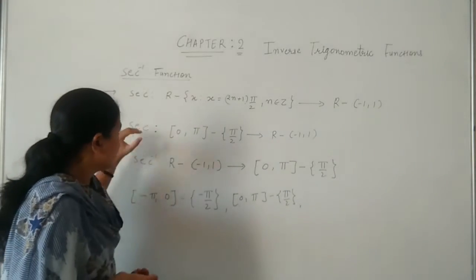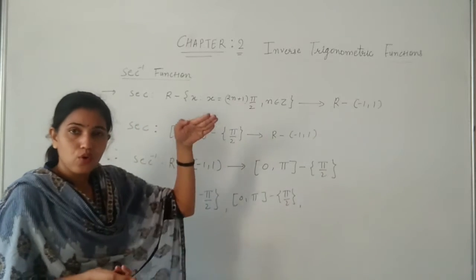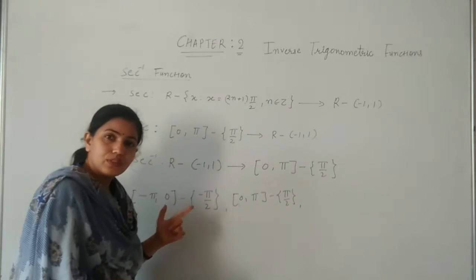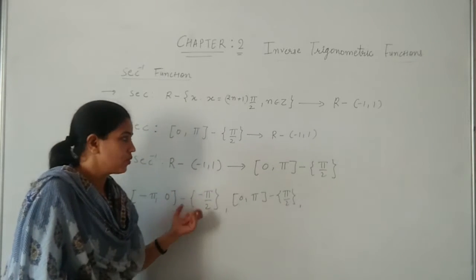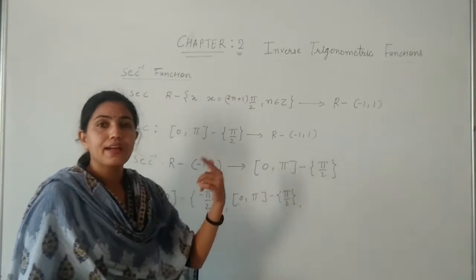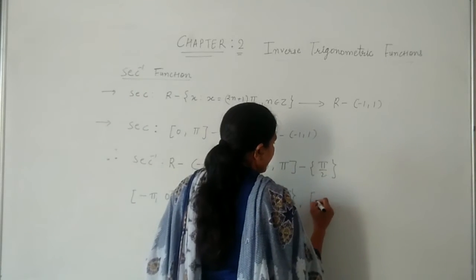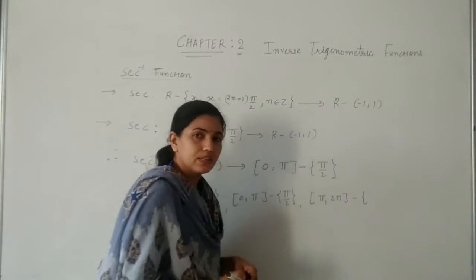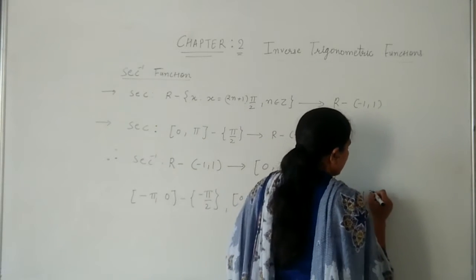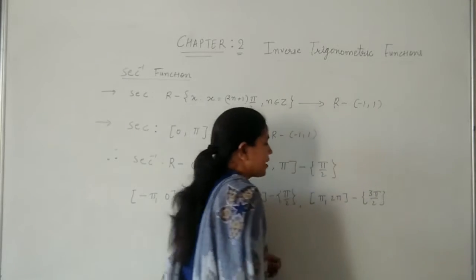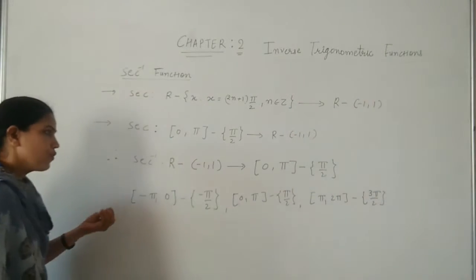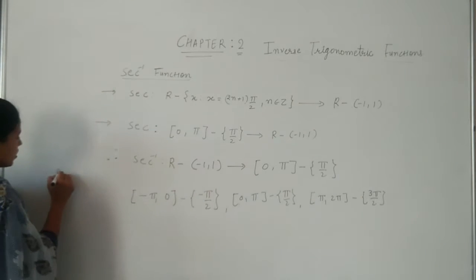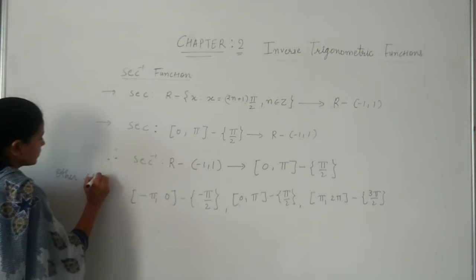ऐसे बहुत सारे इंटरवल हैं जिसके हम सेट को रिडिफाइन कर सकते हैं, उसको रिस्ट्रिक्ट कर सकते हैं. लाइक माइनस पाई टू 0, जैसे कॉस में किया था माइनस पाई टू 0, 0 टू पाई, पाई टू 2 पाई. If you are taking pi to 2 pi, then which value we have to minus? That is 3 pi by 2. Just minus the value angle where the sec function is not defined. So these are the other restricted domains.